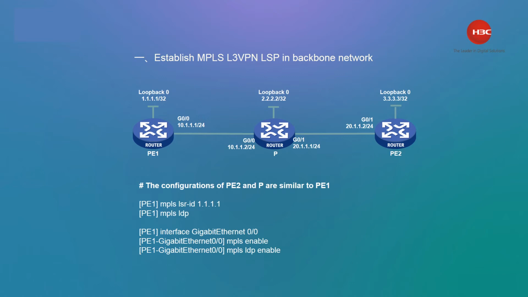After the interface addresses are configured, the device's public interface addresses and loopback addresses are advertised into the OSPF process, so as to achieve reachability of the public interface and loopback addresses between the PE and P devices. The configurations of PE2 and P are similar to PE1, so they are omitted here.